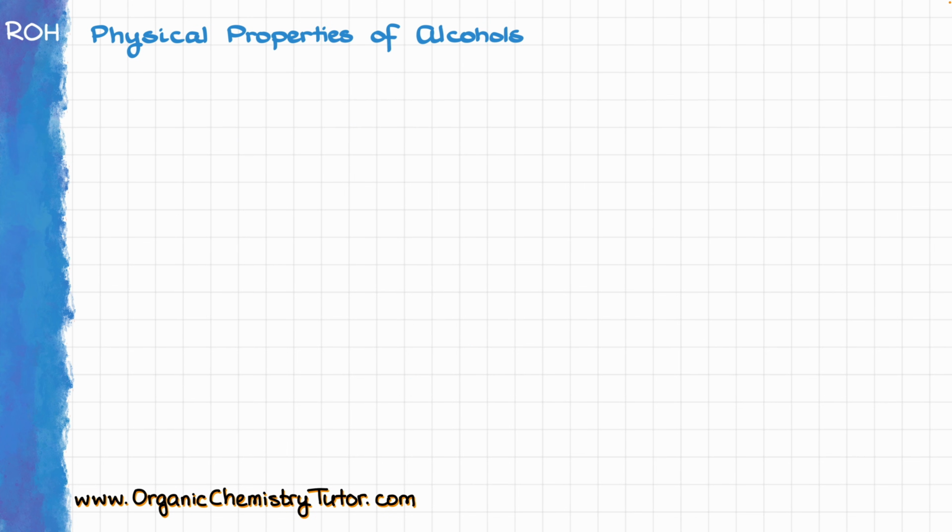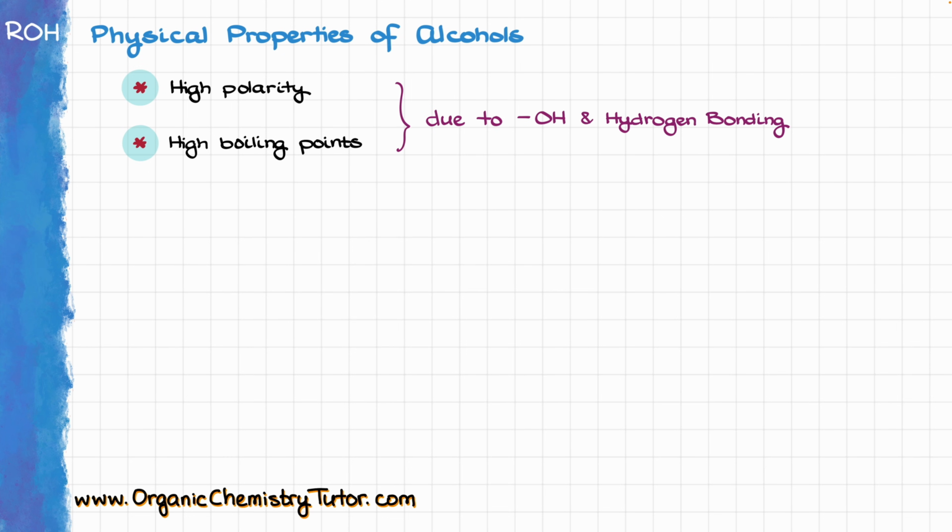Alright, so moving on, let's talk about the physical properties of alcohols. When comparing alcohols to many other organic substances, we're going to see that alcohols have abnormally high polarity and very high boiling points. And that is due to the fact that we have that OH group that we already know that we have, and that OH group is capable of hydrogen bonding.